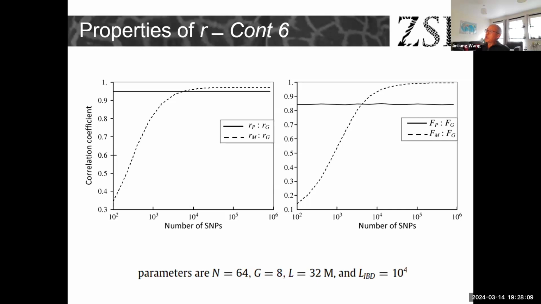But the situation is different with the inbreeding coefficient. When you have millions of SNPs, the marker-based inbreeding coefficient can be much better than the pedigree-based inbreeding coefficient.